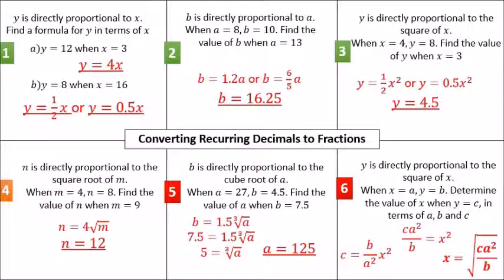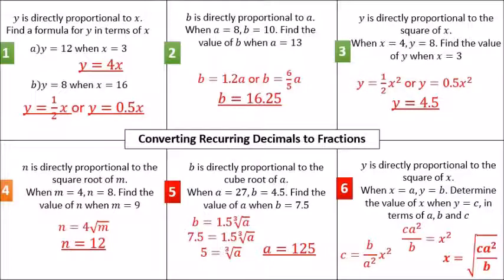For question 4, n is proportional to the square root of m, so n equals k times by the square root of m, so k root m. We can get the value of k to be 4 in this case when we use the specific cases of m equaling 4 when n equals 8. And then we can use that to help us find that n is equal to 12 when m is equal to 9.